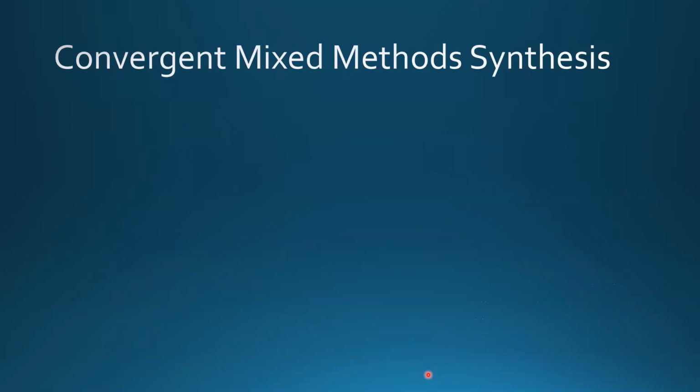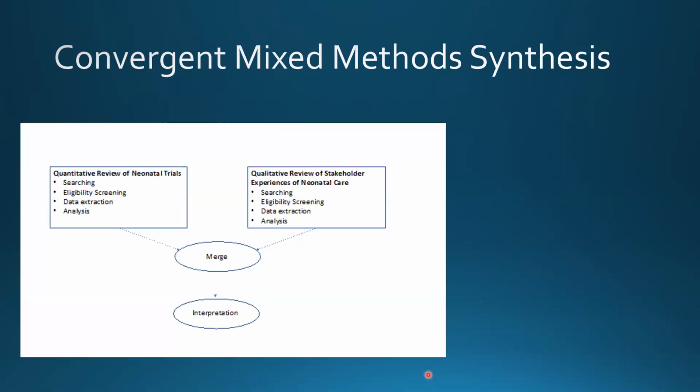So how did we put this information together from the quantitative review and the qualitative review? Apologies for the quality of this photo. It's not come up as well as I might have liked. But this is what Hong and Pluye would term a convergent mixed method synthesis. So this figure on the left shows you the process of a quantitative review of neonatal trials, where we talk about searching, eligibility screening, data extraction, and analysis.